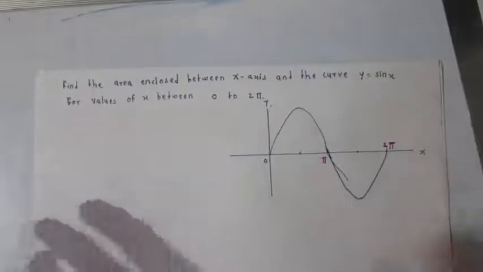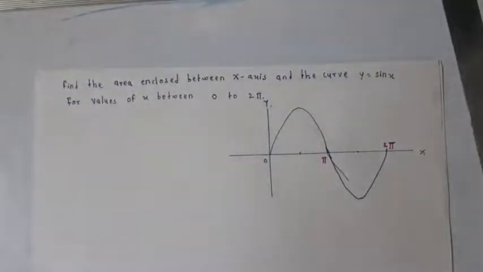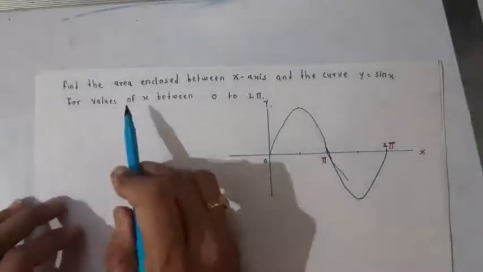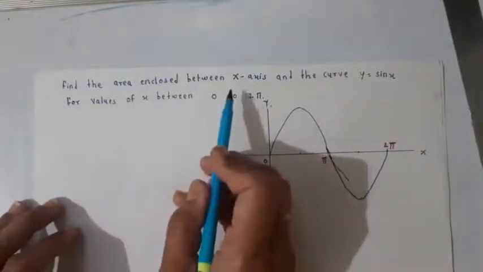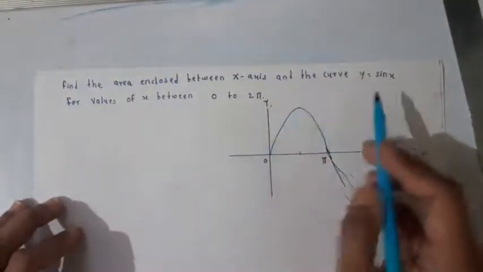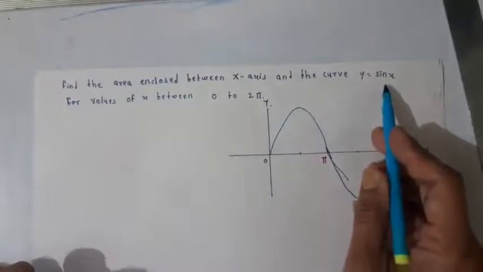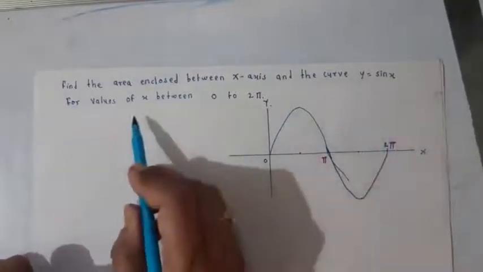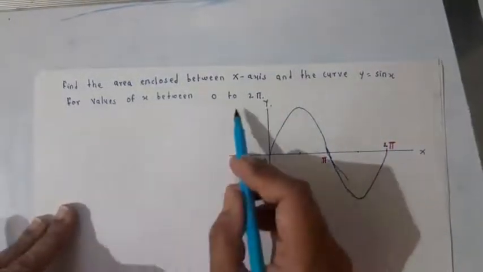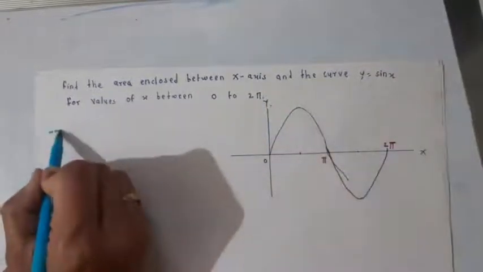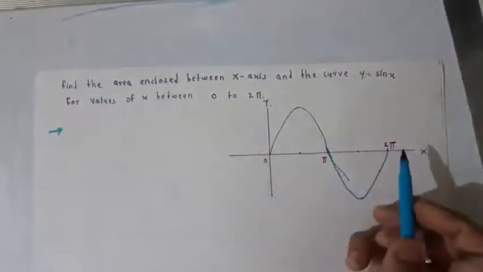Now consider another example. The example is: find the area enclosed between the x-axis and the curve y equals sin x for the values of x between 0 to 2 pi. This is the problem. First draw the curve.